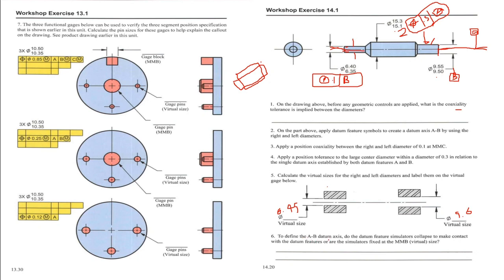Then to define the datum axis A and B, do the datum feature simulators collapse to make contact with the datum features, or are the simulators fixed at MMB in virtual size? So the simulators are fixed at the virtual size MMB.